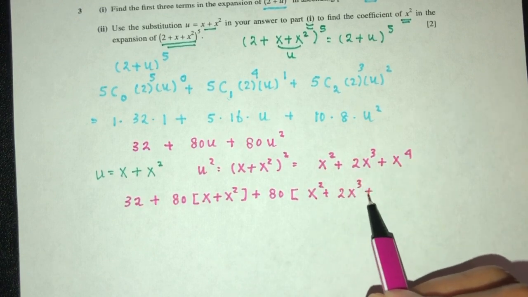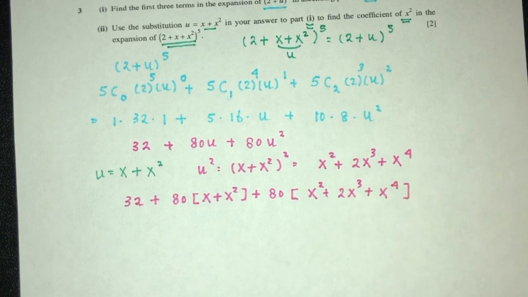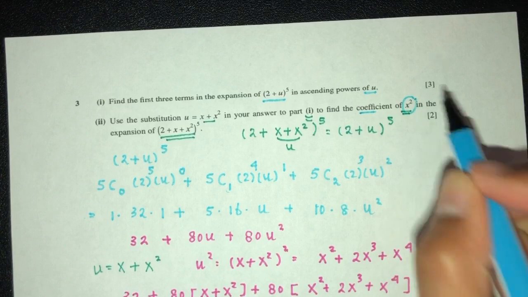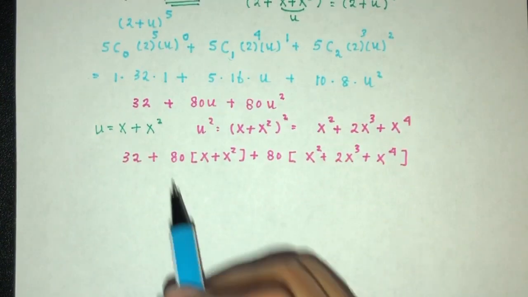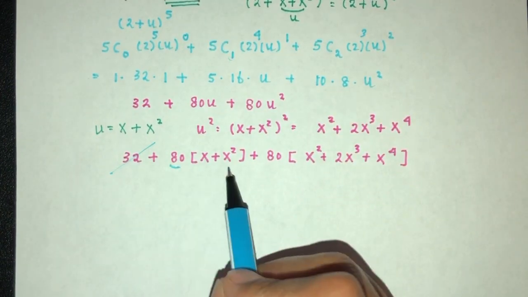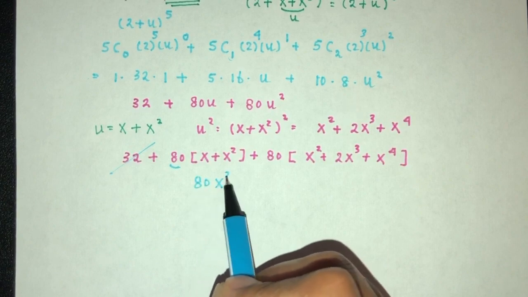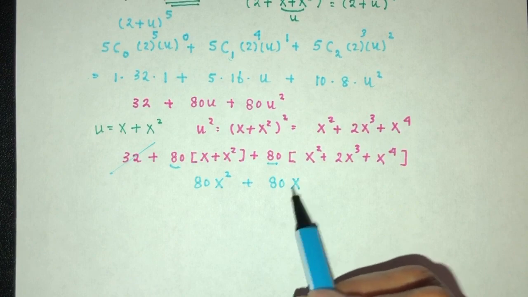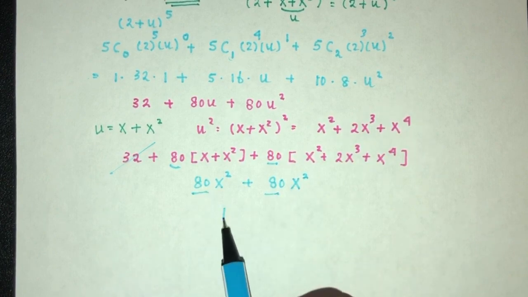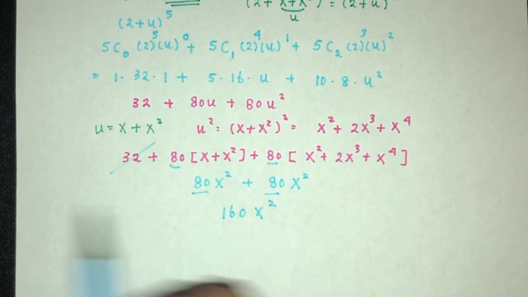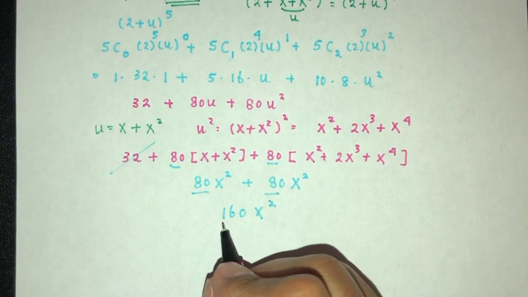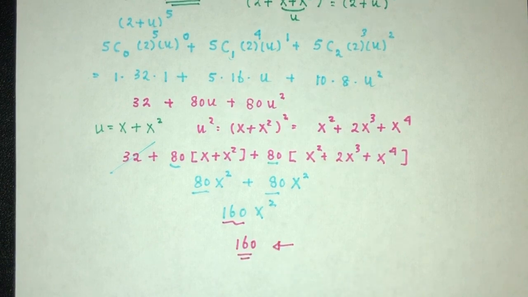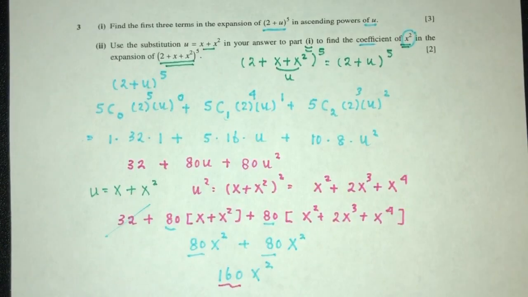Okay, now we just have to simplify. But here we only care about the coefficient of x squared. So we just have to find the term in x squared. So here we don't need this one, we just need 80 times this, that will be 80 x squared. Here we have plus 80, we need just this one, x squared. So this plus this, that should be 160 x squared, and the coefficient is just the value in front, that should be just 160. Okay, and that will be your answer for question part 2.